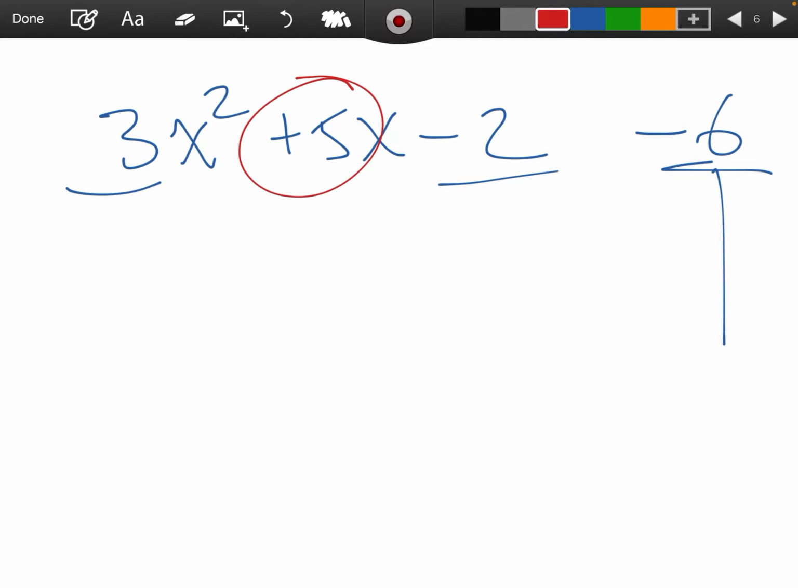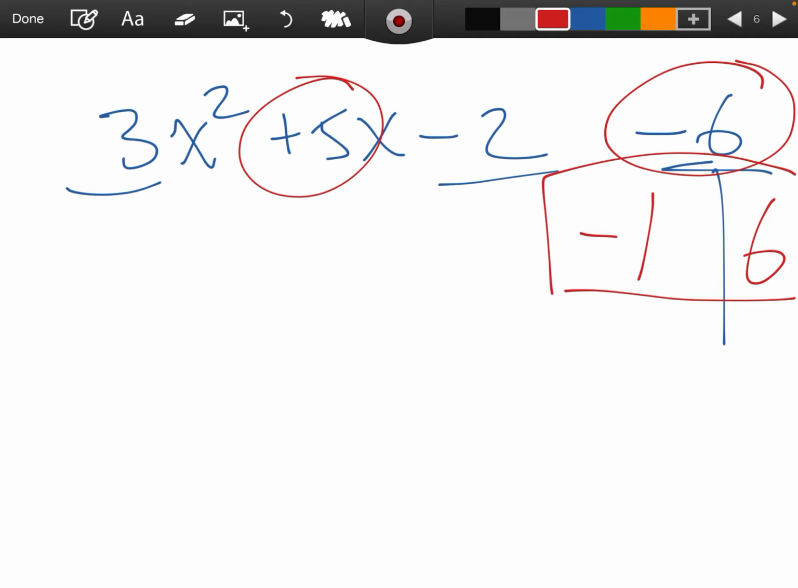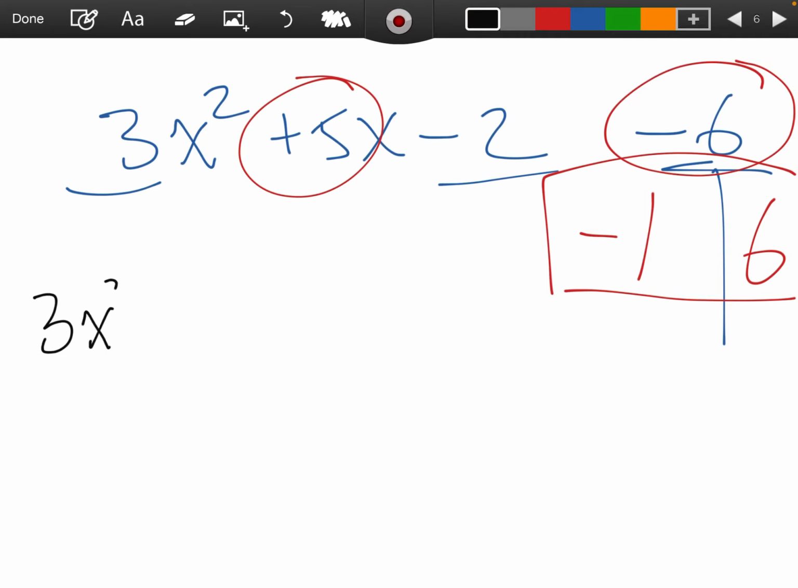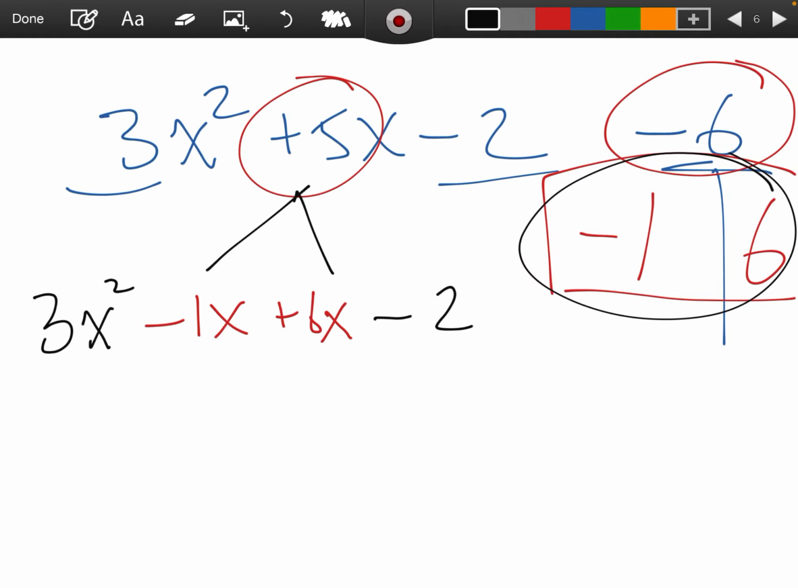And I'm going to look for two numbers that multiply to negative 6, but when we add them together, we get a positive 5. So we can go 1 and 6, but if we make that a negative 1, when we multiply, there's our negative 6, and when we add these together, there's my positive 5. So let's write it like this, 3x squared. Then I'm going to use a negative 1x and a plus 6x, and then here's my minus 2. So all we really did, y'all, is we rewrote that 5x as a minus 1x and a plus 6x using those numbers right there.